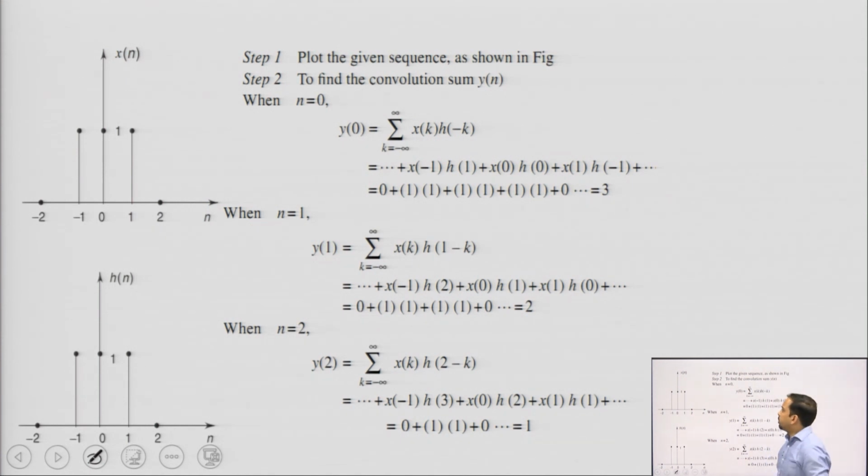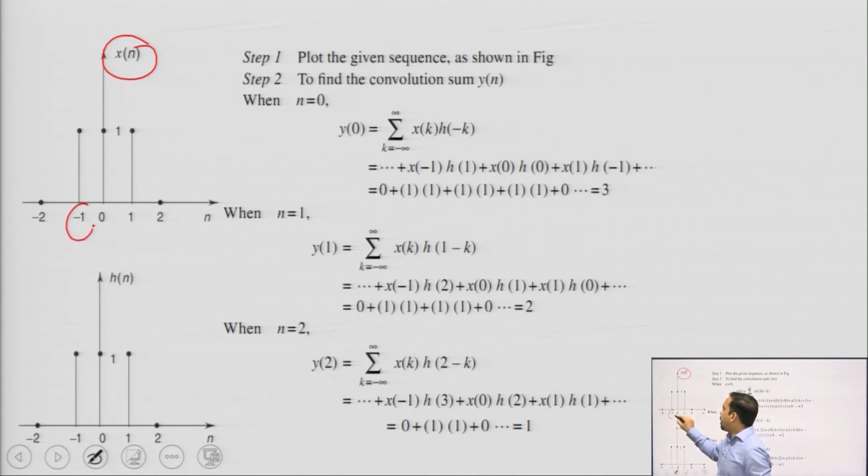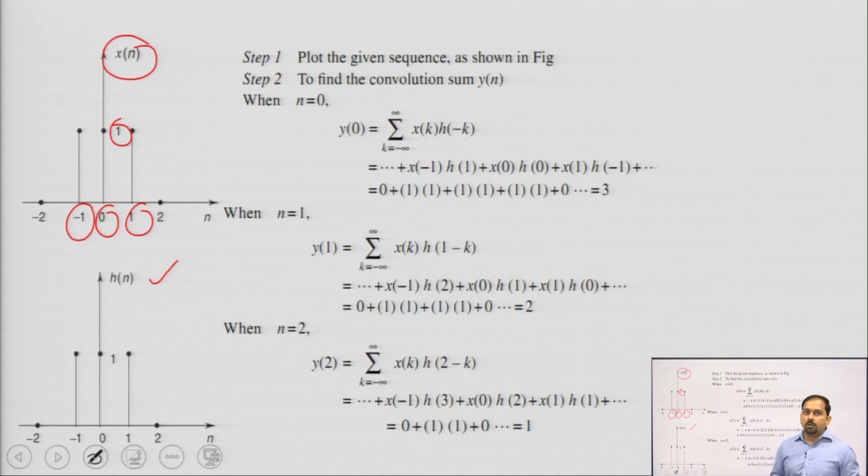First of all, we plot the sequence x of n, so that we can clearly see the values at n equal to minus 1, 0 and plus 1. This is also identical for h of n. By expanding the previous equation for n equal to 0, we get y of 0 equals the summation over k from minus infinity to infinity of x of k multiplied by h of minus k. Now, just expand this.